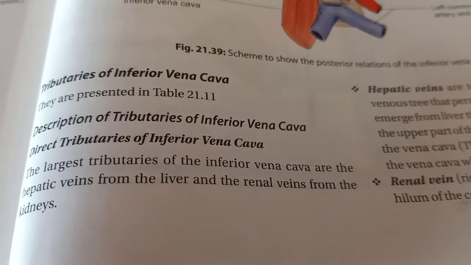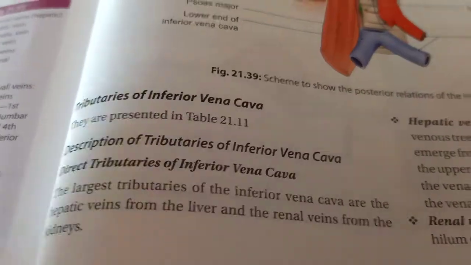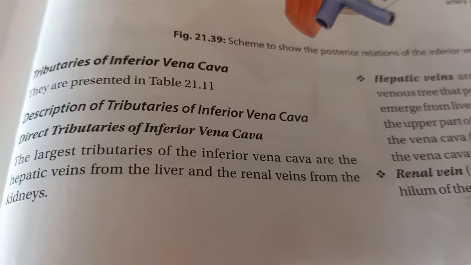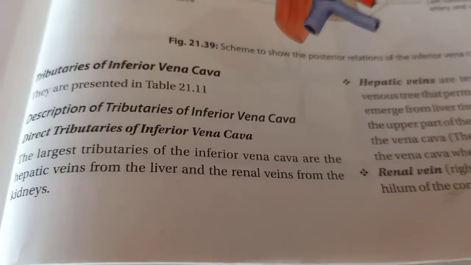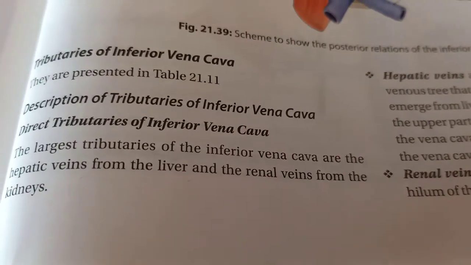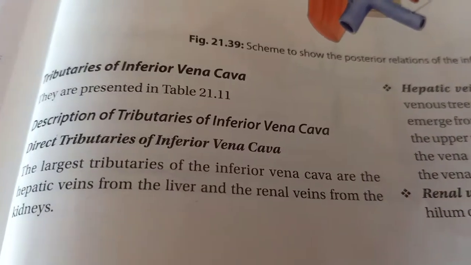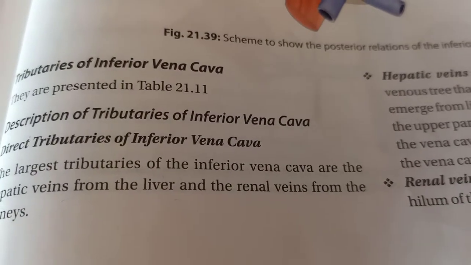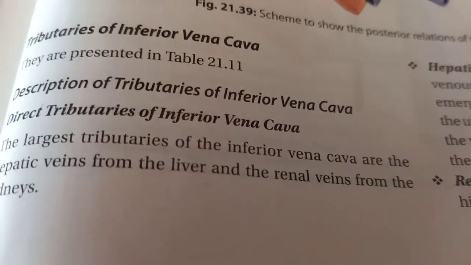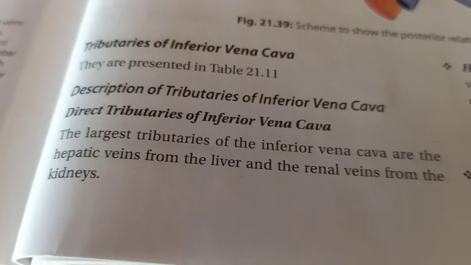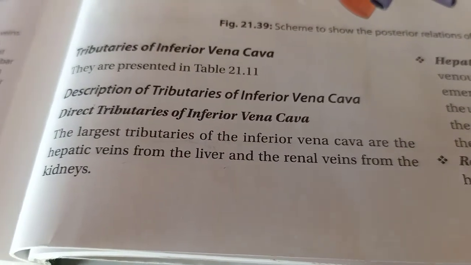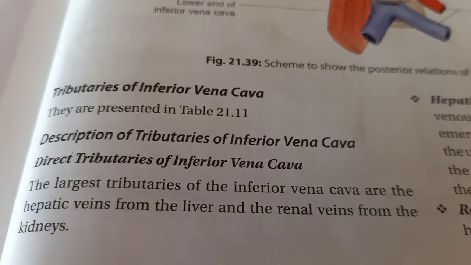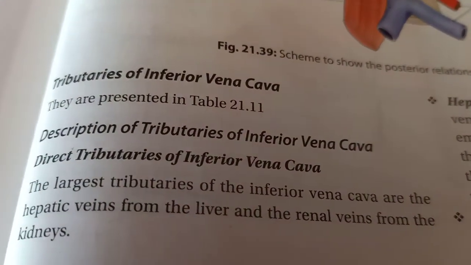Now, the tributaries of the IVC are of two kinds: those which directly enter into the IVC and those which do not directly enter into the IVC but via some other vein. Now there are direct tributaries of the inferior vena cava. The direct tributaries mean they directly open into the IVC. So these are the direct tributaries of the inferior vena cava.